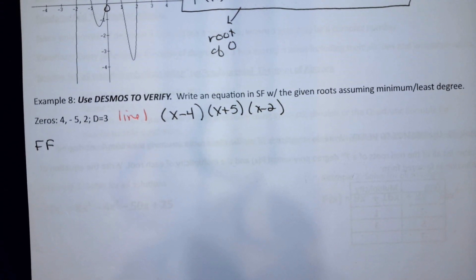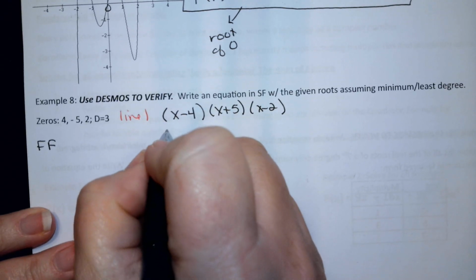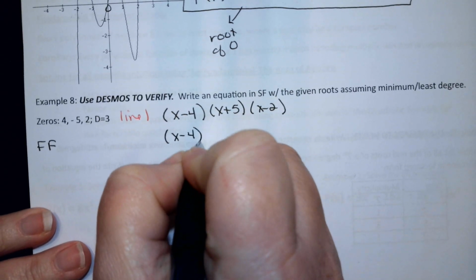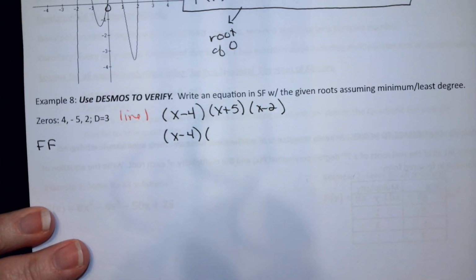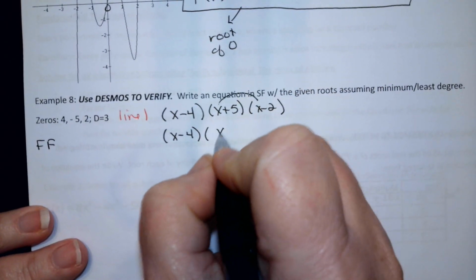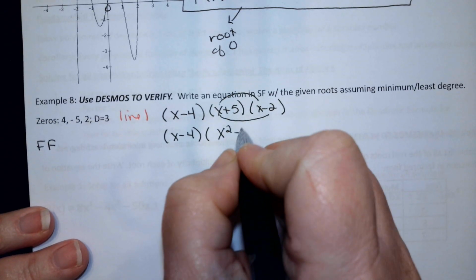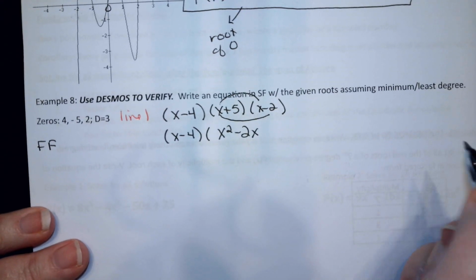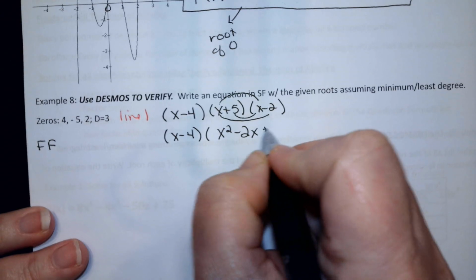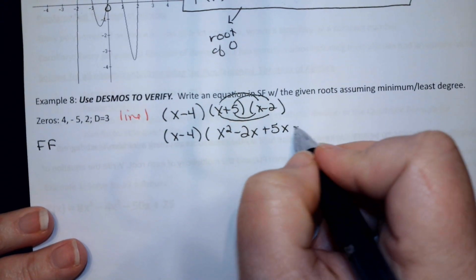If you notice, you got 3 binomial factors. Well, FOIL uses only 2 at a time. So I'm going to multiply these 2 first and then multiply that with a distributive. So I'm going to go ahead and bring this down, and I'm going to actually write out every step here. Alright, so FOIL, x times x is x squared. X times negative 2 is negative 2x. 5 times x is 5x. And 5 times negative 2 is negative 10.